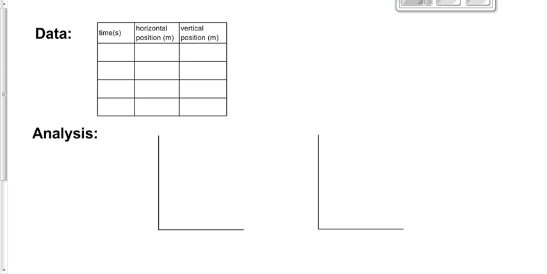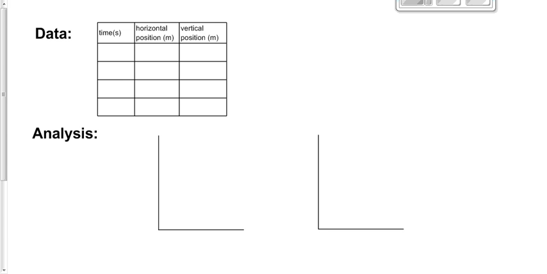What's your data table going to look like in the end? It's going to look like this. It's much simpler than the data table that we initially saw for our constant velocity and acceleration labs. Those had like 10 or 12 different columns. This is going to produce the 3 columns that we want: time, horizontal position, and vertical position.